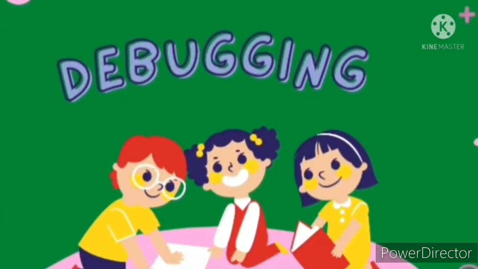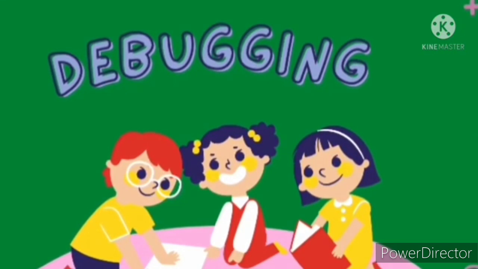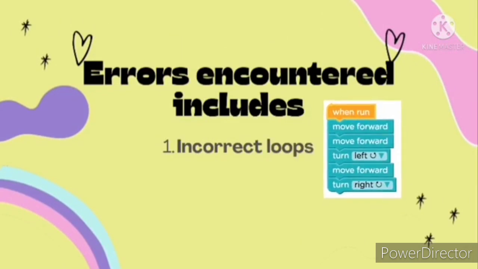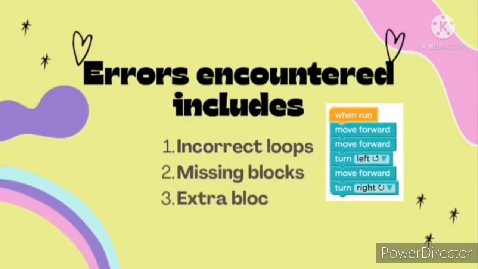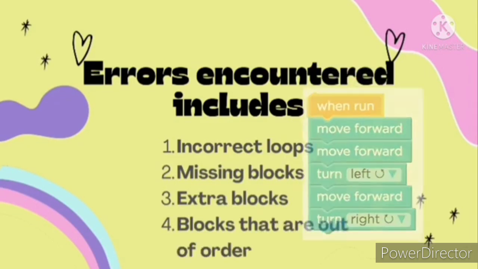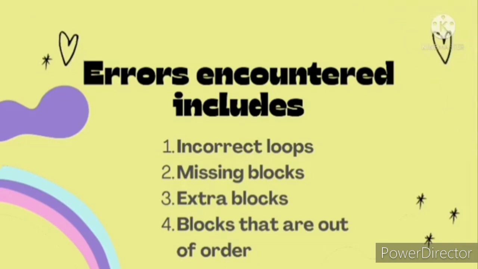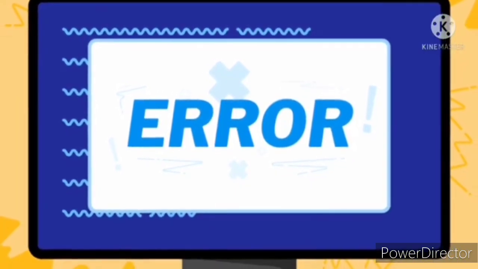Now, there are several errors that can be encountered in a program. Some of the errors we can encounter while running the program include incorrect loops. The loops might be incorrect. Number two, we have missing blocks. There could be missing blocks and you need to find out and get the blocks from the toolbox area and fix in the blocks. There could be extra blocks and there could be blocks that are out of order. All these are errors that can be encountered in a program.